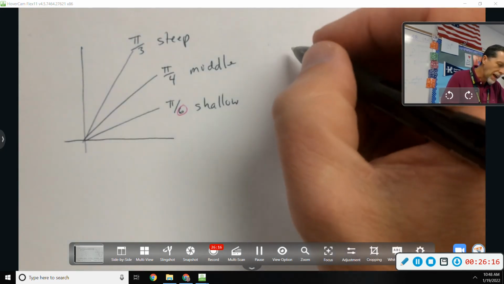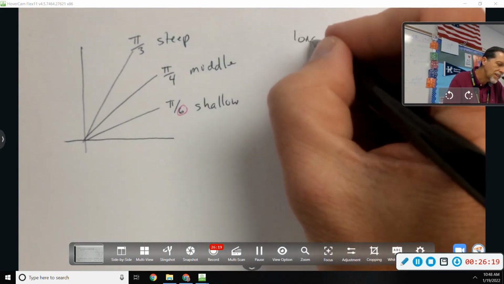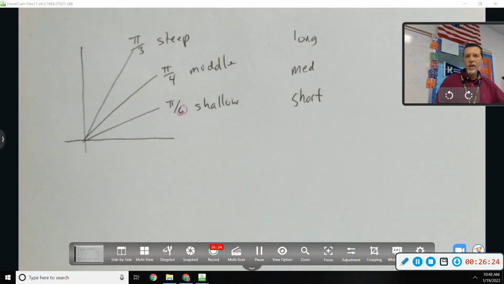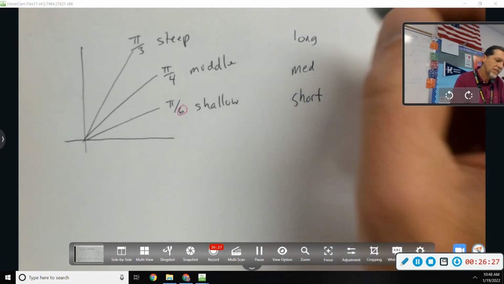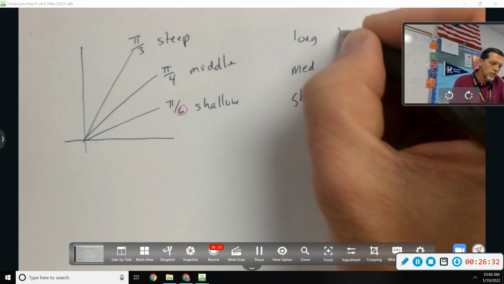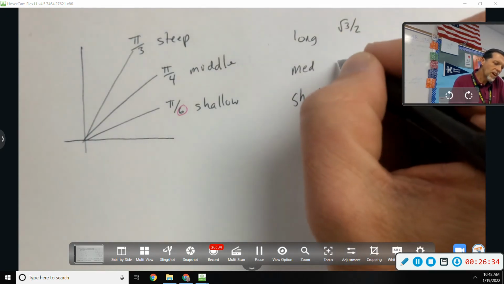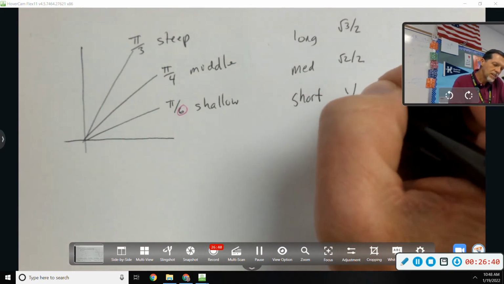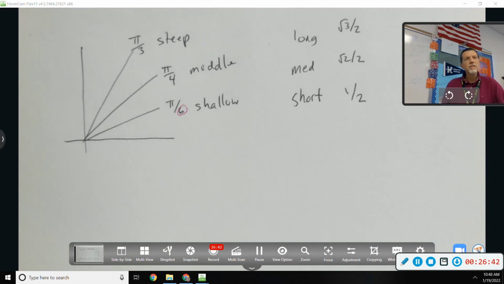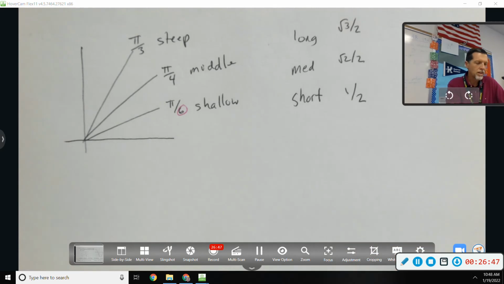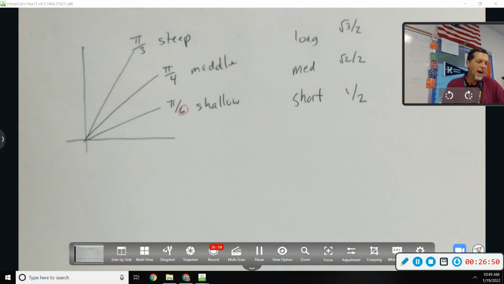And then I'm thinking about long sides, medium sides, and short sides. How long are all of the long sides? Root 3 over 2. The medium sides? Root 2 over 2. And the short sides? 1/2. Some people remember it as root 1 over 2 to make the pattern fit, but square root of 1 is just 1. So if I can remember that, I'm probably going to be pretty good.